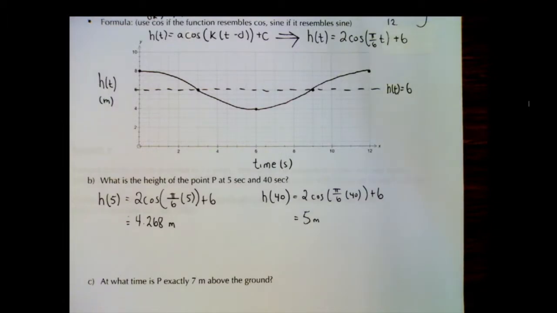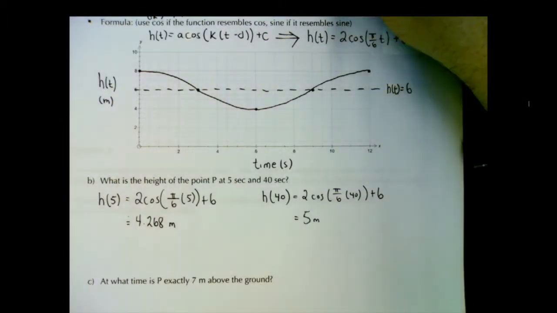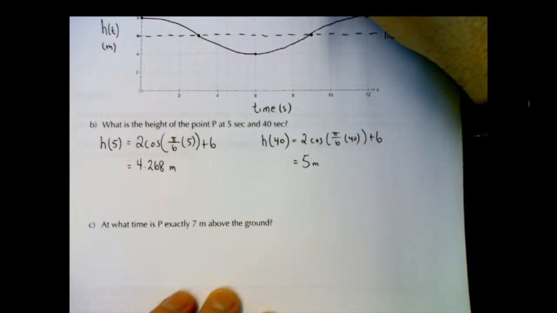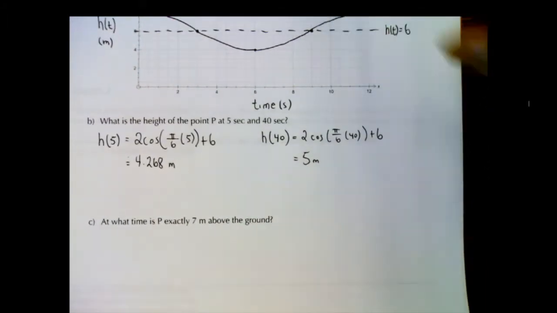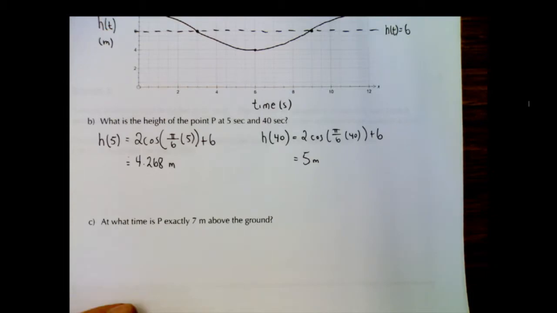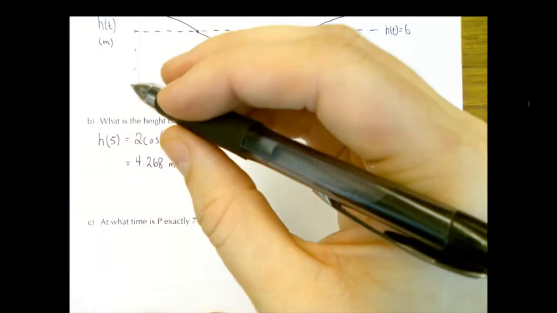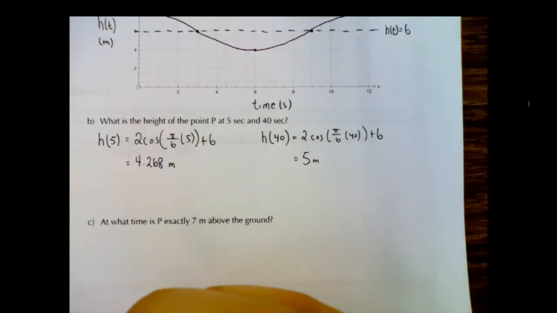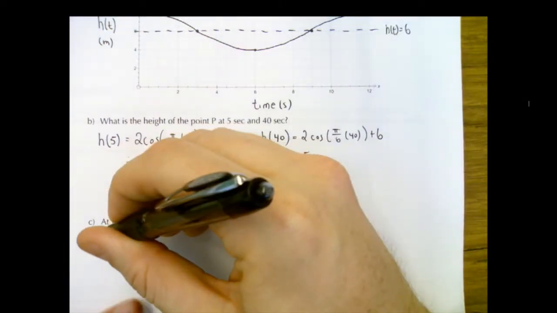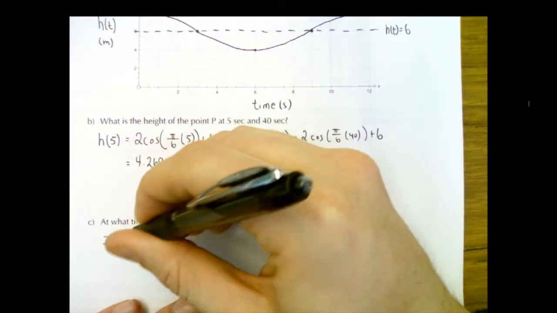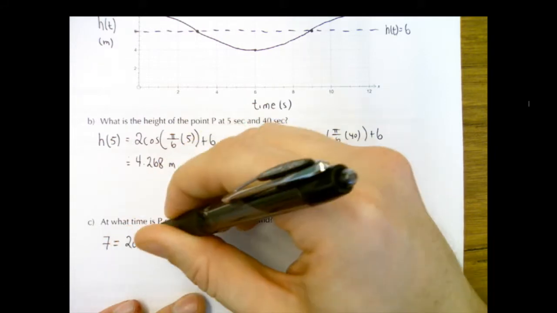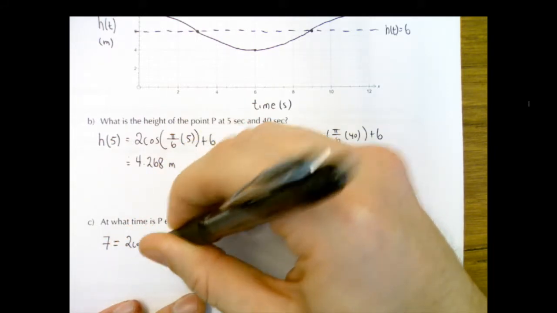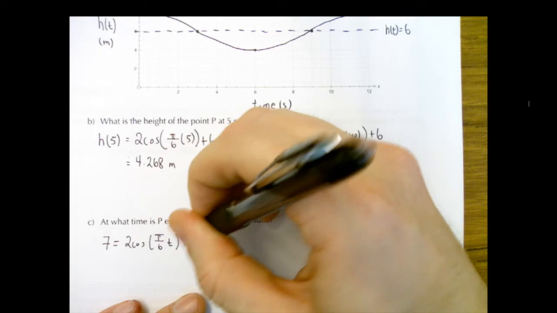Alternatively, we could do the exact same thing. If given the height, what would the time be? So here we go. We're just going to look for an answer in the first cycle. So let's see what we can come up with. At what time is P exactly 7 meters above the ground? So that is a height of 7. So that's when does 7 equal 2 cos(pi over 6 t) plus 6.